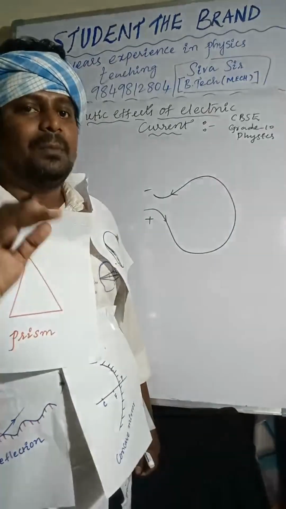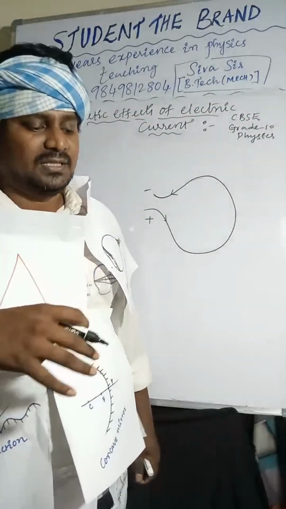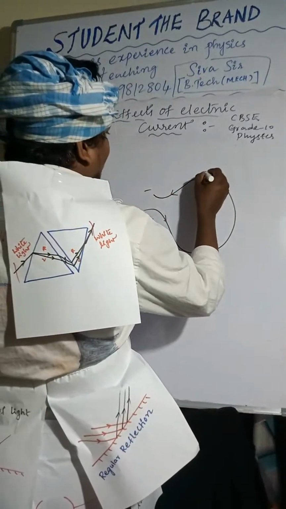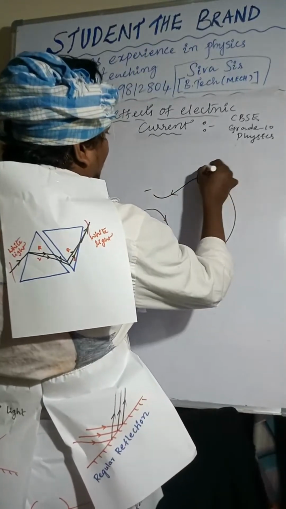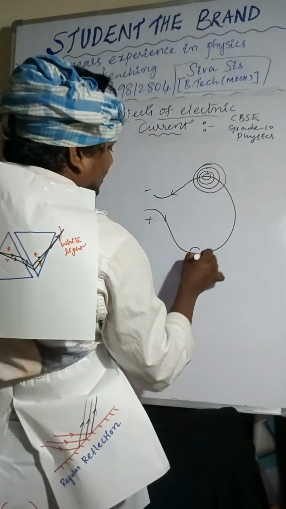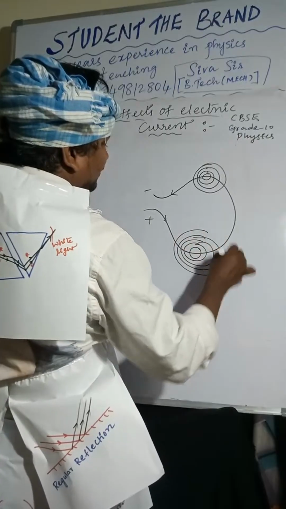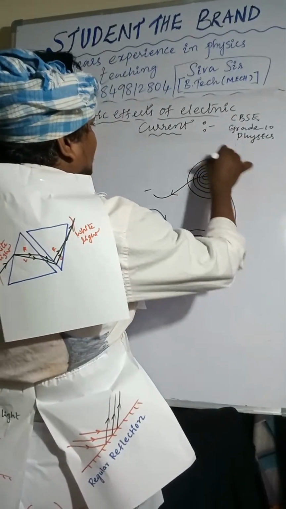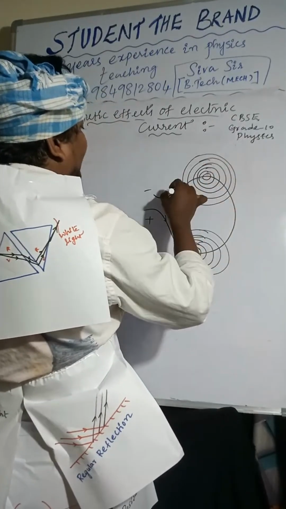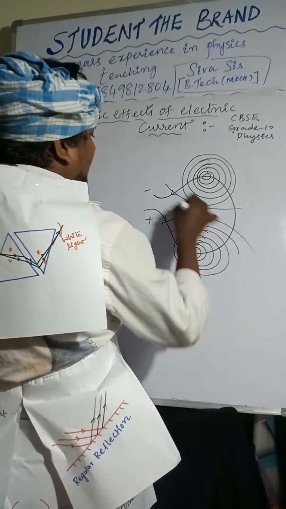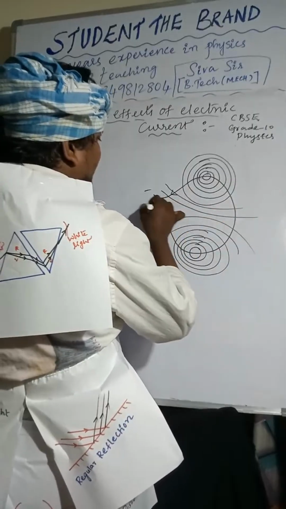Will the magnetic field be more at the center or at the circumference? More at the center. As you keep on increasing the magnetic field like this, at the center it will become parallel lines.